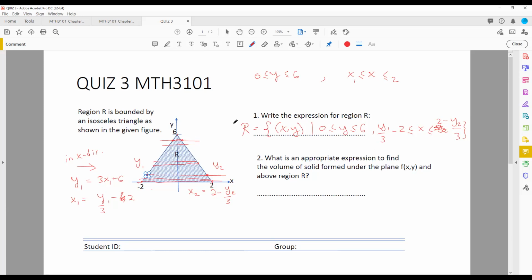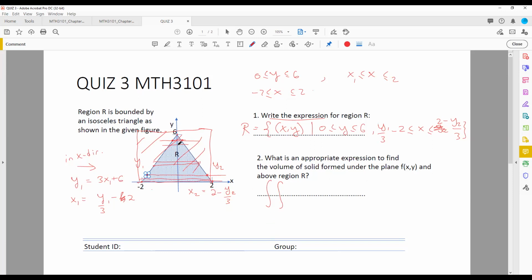You cannot put something like x goes from -2 to 2, because that means this is a rectangular box, which is not true. Okay, so that's how you write the expression for R. Find the region first, and then find the appropriate expression to compute the volume. So this is a double integration.